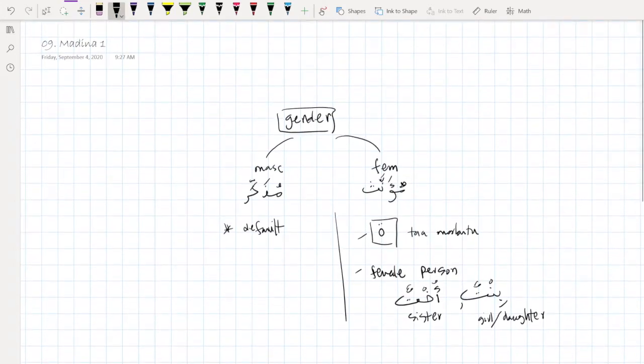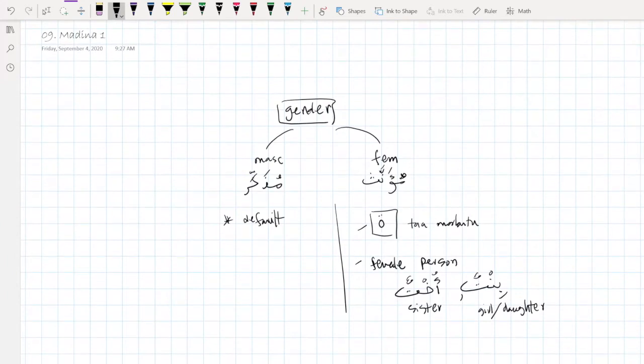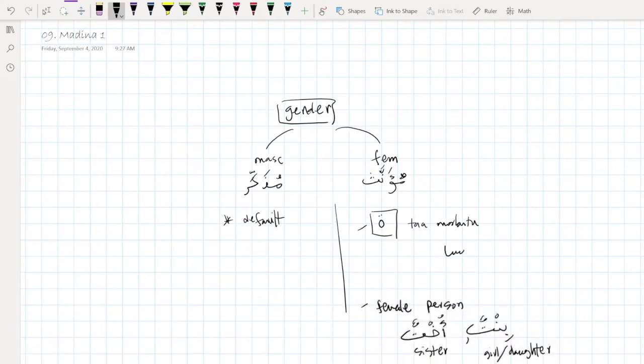Whereas a ta-marbuta would be, for example, sayyara. Sayyaratun, which is a car. What has a car got to do with masculine and feminine? Nothing, other than the fact that it has a ta-marbuta. That's the only thing making it feminine. And that's important because today we'll be talking about the sentence, and how it's important to understand whether the word is masculine or feminine.